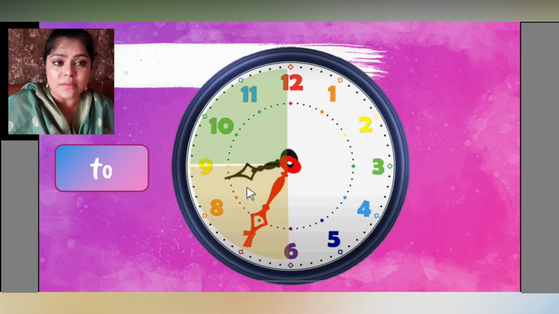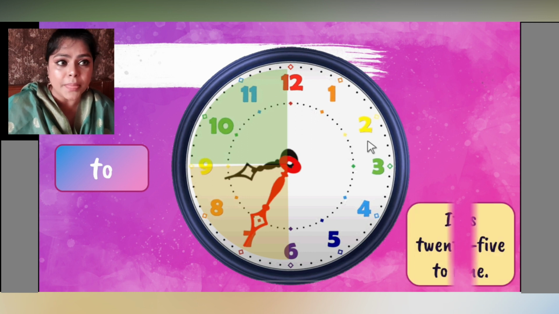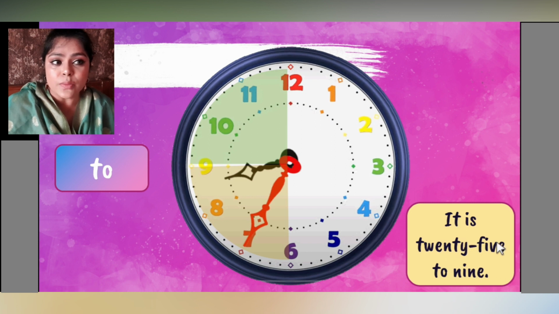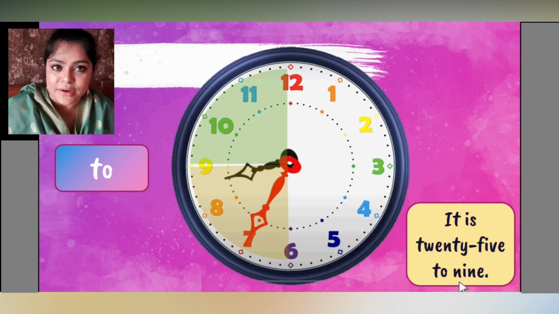Now how much time is left? See here, 5, 10, 15, 20, 25. 25 minutes are left for 9 o'clock. So we will say it is 25 minutes to 9. That means after 25 minutes it will be 9 o'clock. So that means it is 25 minutes left to 9 o'clock. Okay, let's see one more example.